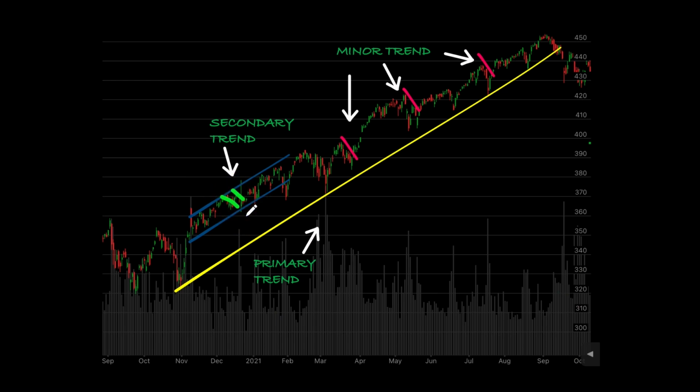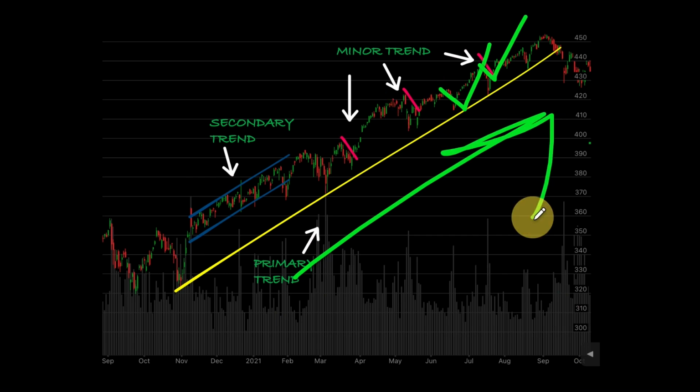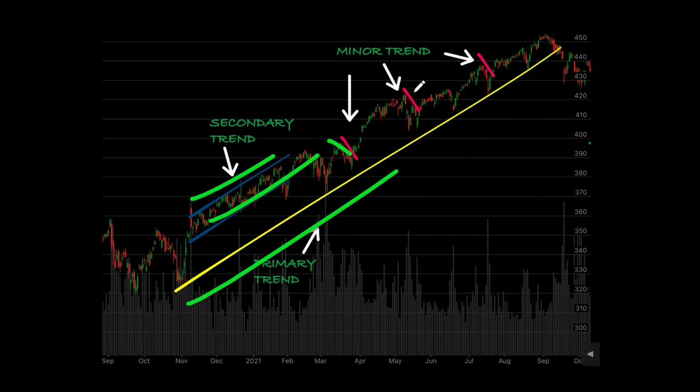The minor trend is a pullback. A pullback and it goes higher. Pullback goes higher. Pullback goes higher. So again, this is an uptrend. Primary trend, we could see it over there. Secondary trend, we see it over there. And then we have these minor trends in between.